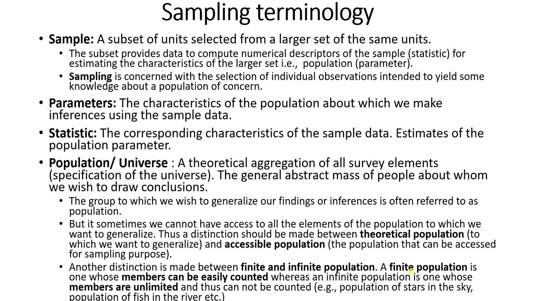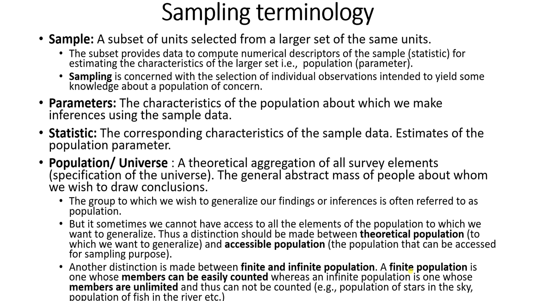And if this is the case, then such a population will be called infinite. We are likely working with an infinite population when the members of that population are not limited, they are unlimited, and therefore we cannot count. For example, the population of stars. Numerous, innumerable stars are there in the sky, and we cannot count them. Similarly, the population of fish in the rivers.